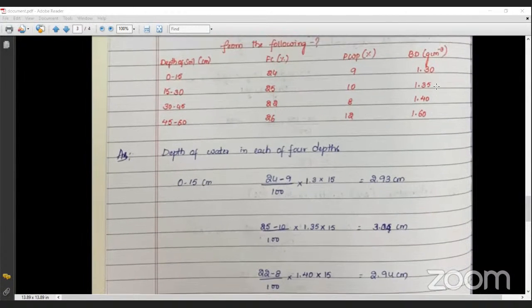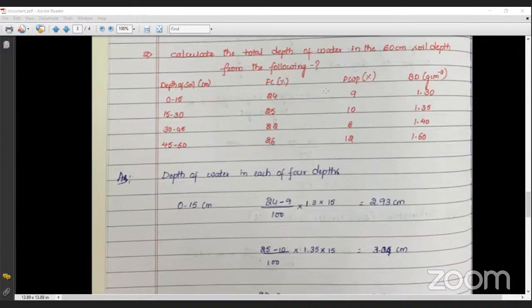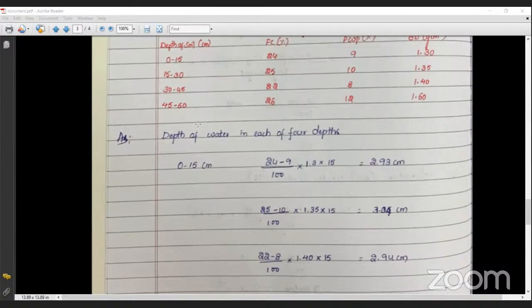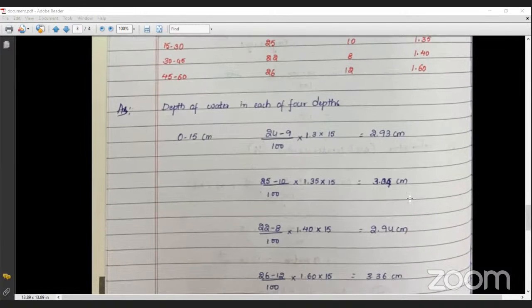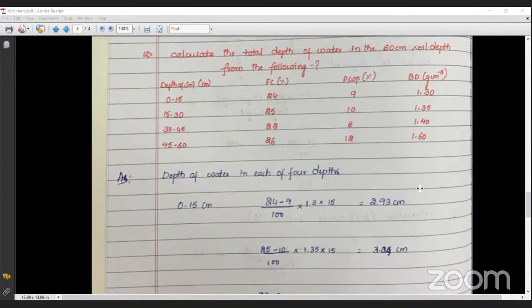But in the case of JRF, they may ask only the first depth, 0 to 15 centimeter, or they will ask you to calculate the total depth of water in the 60 centimeter soil depth from the following values. From the first quarter, that is 15 centimeter, it is 2.93, from the next quarter 3.04, from the third quarter 2.94, and from the fourth quarter 3.36. What is the depth at 60 centimeter?